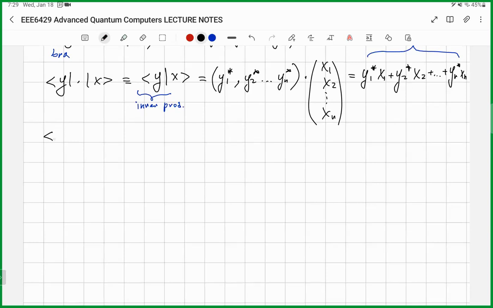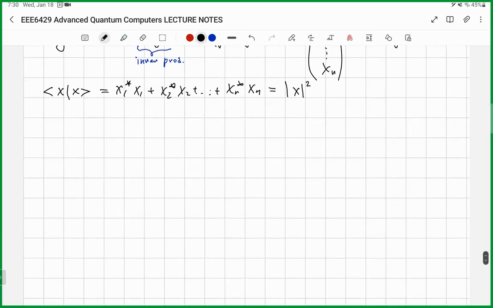In the particular case of the inner product of the vector with itself, what is it? It is simply x1 conjugated x1 plus x2 conjugated x2 plus etc. plus xn conjugated xn, which is simply the modulus of x squared, right? Basically the square of the length of the corresponding vector.